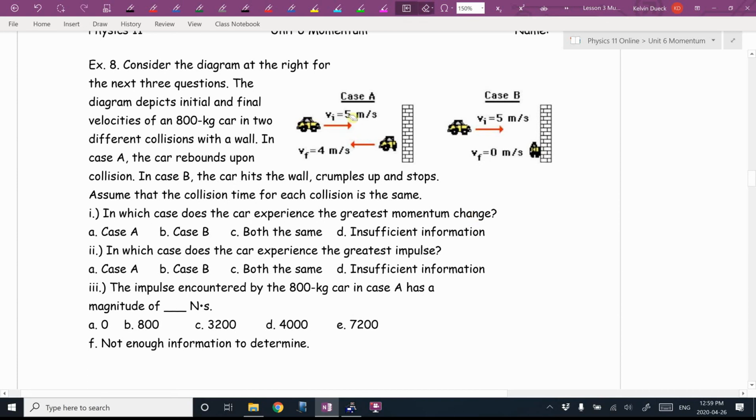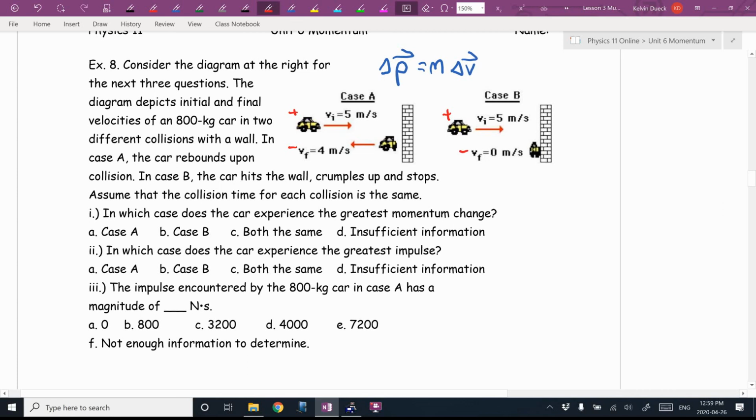Now, I'm tempted to say, well, here V final was 4 and V initial was 5. Here, V final was 0 and V initial was 5. And so you might be tempted to say something like this. Well, I know that impulse is mass times change in velocity. And you might be tempted to say for case A that the change in velocity is 1, and for case B that the change in velocity is 5. Except we have a change in direction here. So I need to let one way be positive and one way be negative.